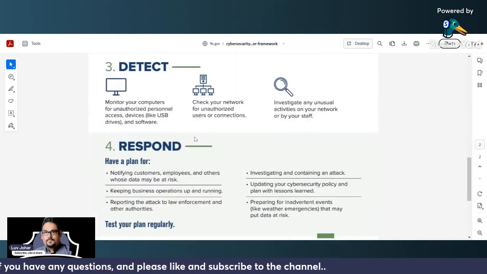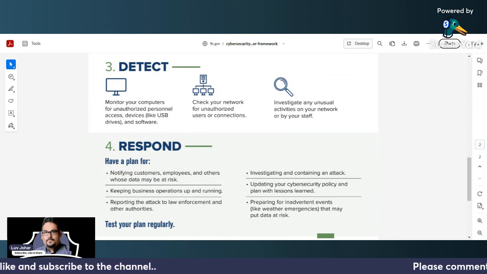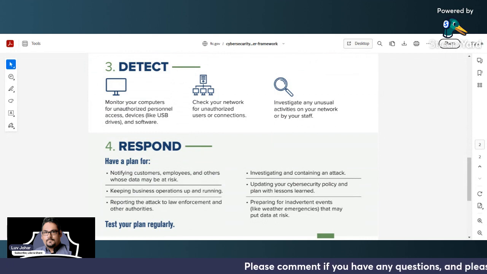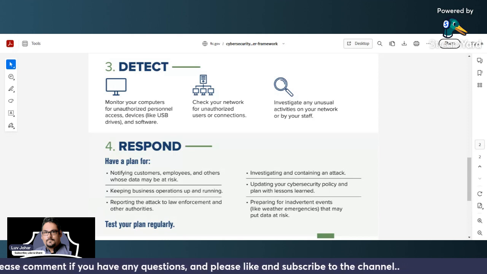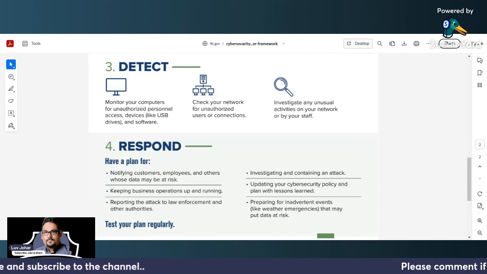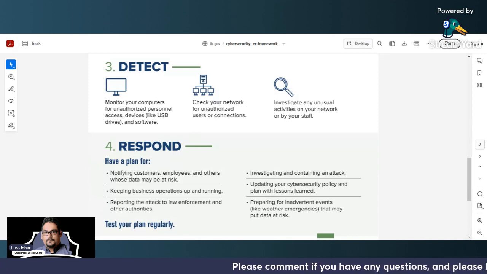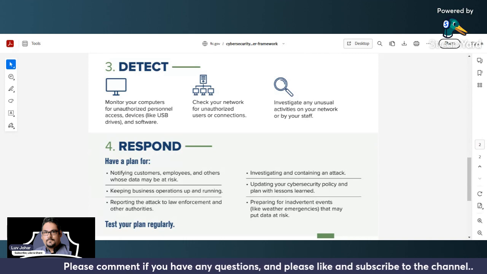Then you have to go for the third step, which is detect. So detect is basically, as the name suggests, you need to monitor. You need to monitor the network, you need to monitor the logs, you need to investigate if there is any unusual activity on your network. Is there any sort of advanced persistent threat on your network which you need to identify? You need to understand whether there are unauthorized users on your network. All this comes under detect. So monitoring is very important here.